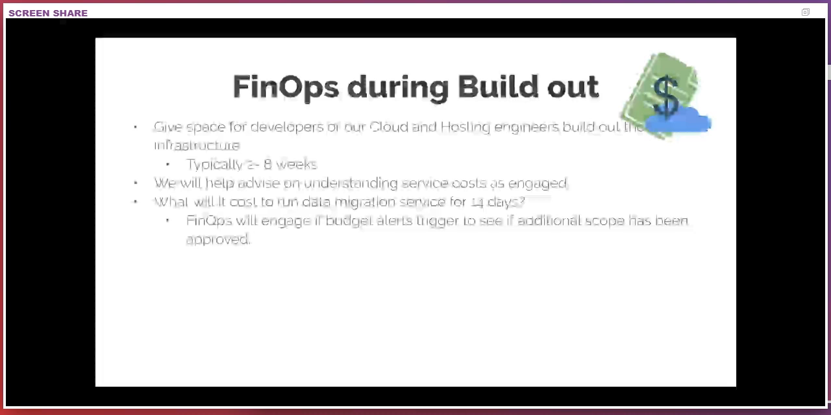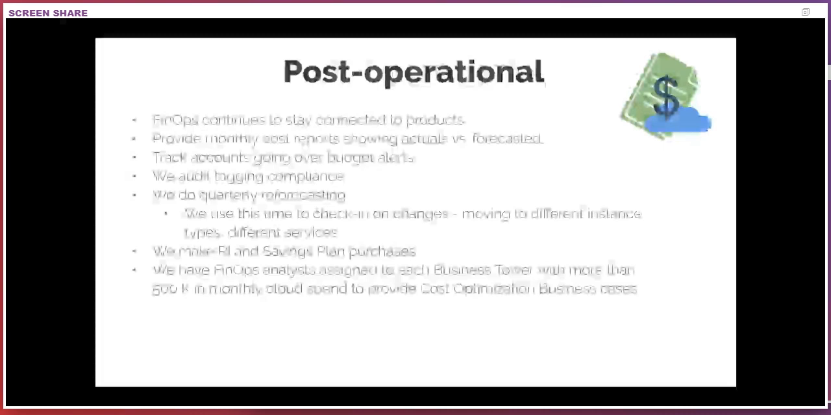Finally, when we go post-operational, FinOps still stays connected to the product. We provide monthly costing reports to show actuals versus what was forecasted. We track any accounts that are going over budget. We track why they went over budget, so that's there. We often are kind of that buffer to help defend from finance, right? We can kind of explain to them what's going on. We also track any auditing of compliance, and that's mostly because a lot of our tagging relates to how we do chargeback as well.